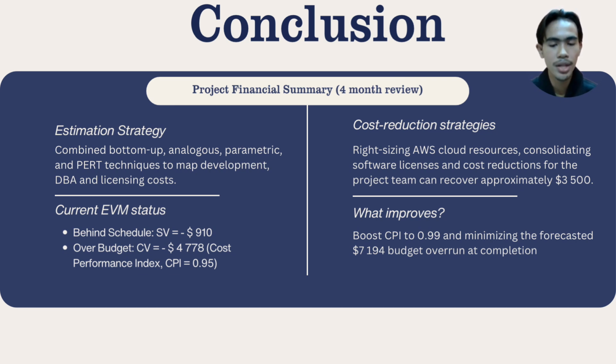However, this is where our cost reduction strategies actively change the trajectory of the project. By right-sizing our AWS cloud resources, consolidating software licenses, and optimizing team costs, we can successfully recover approximately 3,500. What improved because of this? It boosts our CPI back up to a highly efficient 0.99, and crucially, it drastically minimizes the forecast 7,194 budget overrun that we would have faced at completion if we didn't intervene.